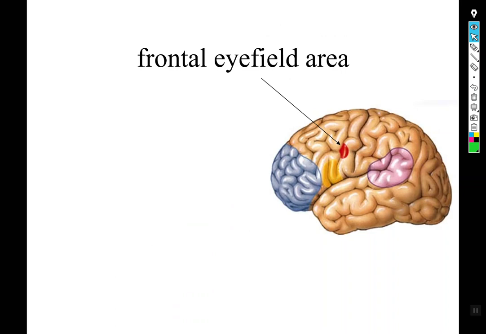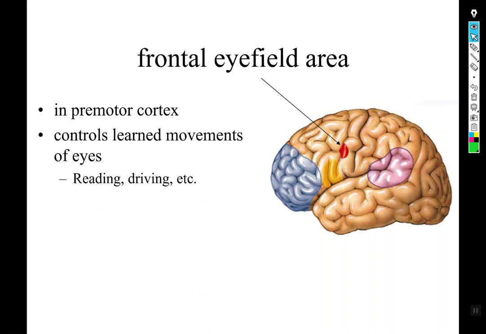We've also got the frontal eye field area, which has a very uninspired name, but it is very important. So this is in the premotor cortex, and it helps to control learned movements of the eyes specifically. So you've probably been noticing as you've been studying the cranial nerves that there's a lot of cranial nerves and a lot of brain power dedicated to your eyes. Here's another example of that. So there's a whole entire area that's only for learned movements about eyes. So the back and forth motion your eyes make while you're scanning or driving, those kinds of things.